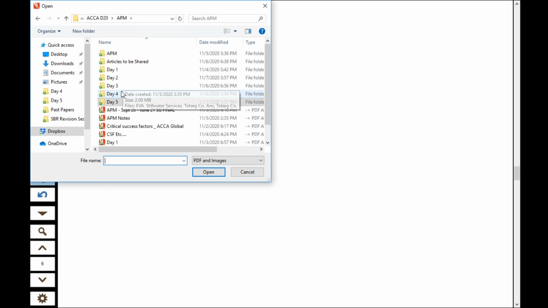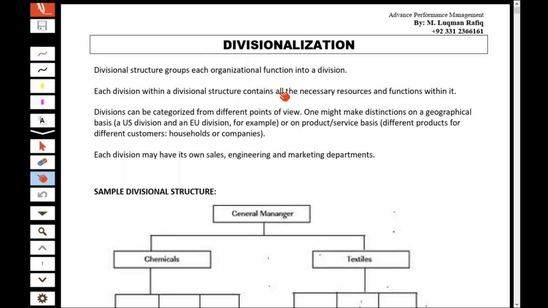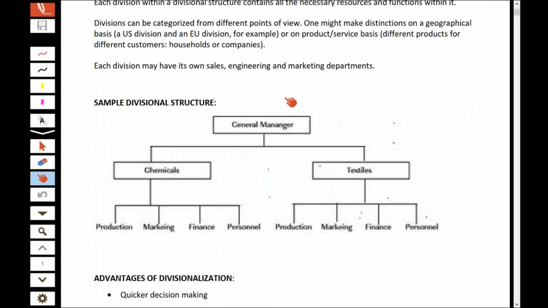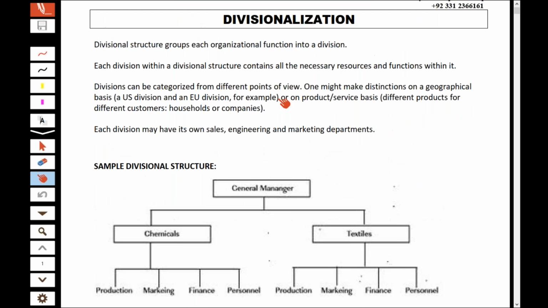Okay, so let's just start off. Let's start discussing the next aspect. I'm going to start discussing transfer pricing. I shared with you the notes also pertaining to this APM, and there were many areas covered in these notes. So let's have a quick discussion about divisionalization and transfer pricing.